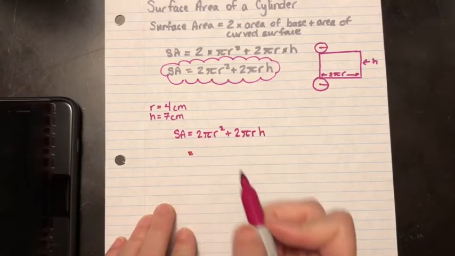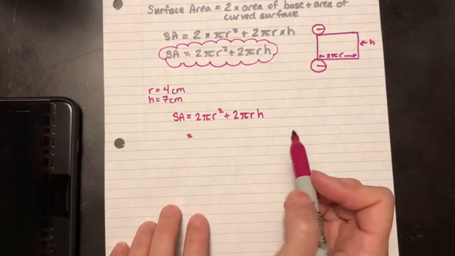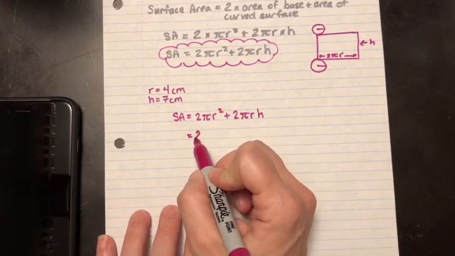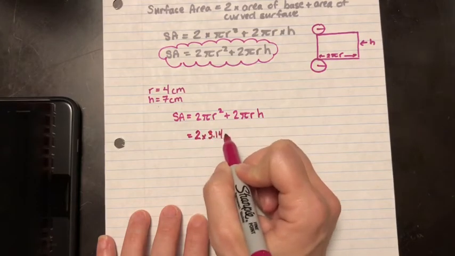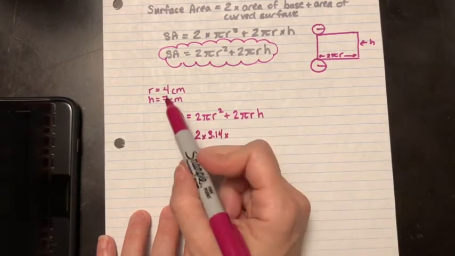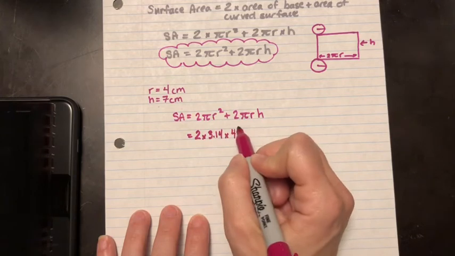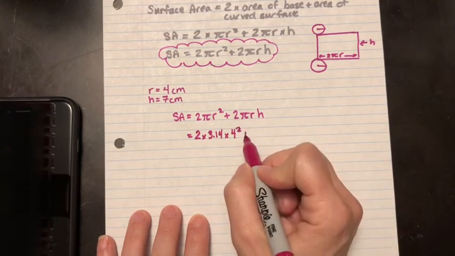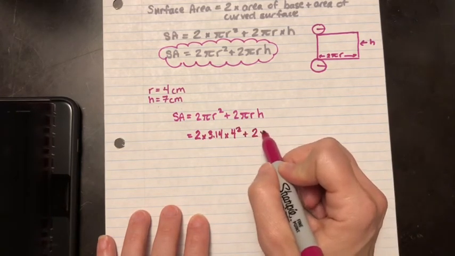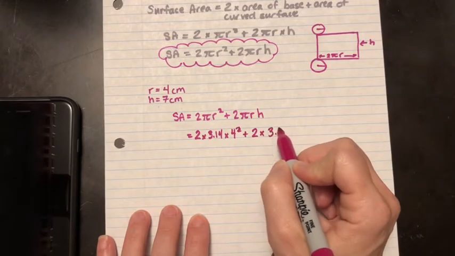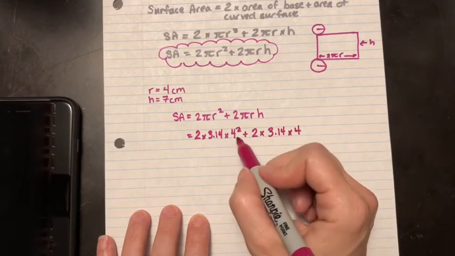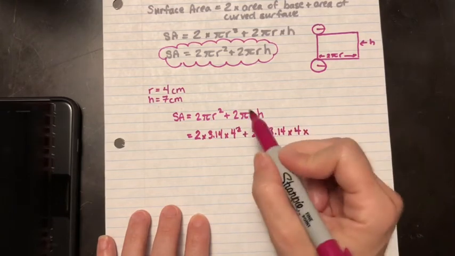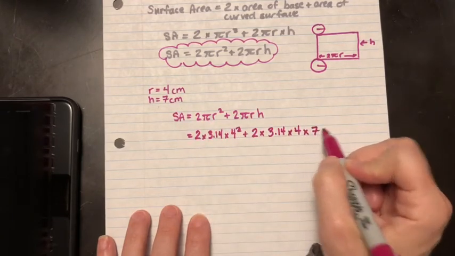Then the next line down, I am going to substitute my values in. So the 2 stays. This is going to be multiplied by 3.14. This is going to be multiplied by my radius squared. In this case, my radius is 4 squared, plus 2 multiplied by pi, which is again 3.14, multiplied by 4, because it's just the radius, not the radius squared, multiplied by the height, which in this case is 7.